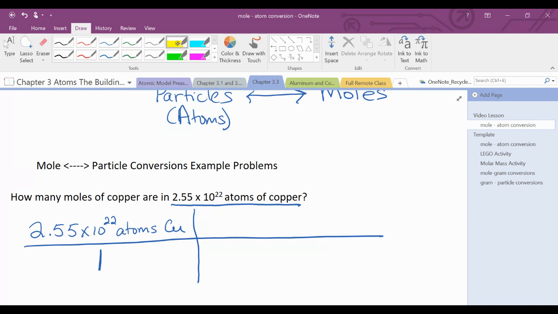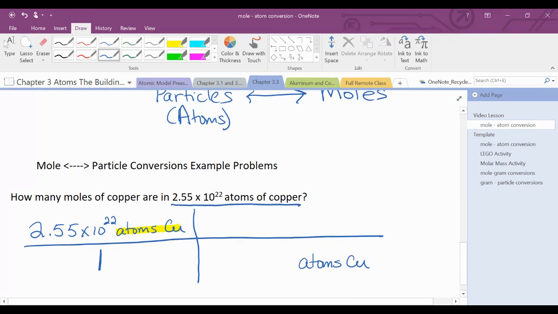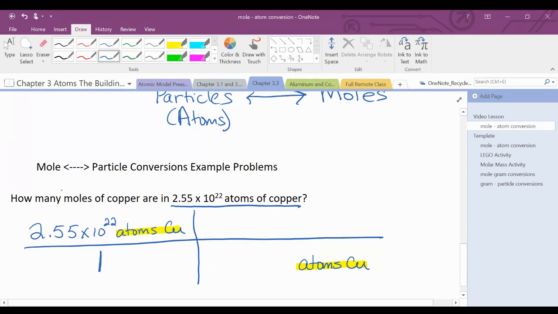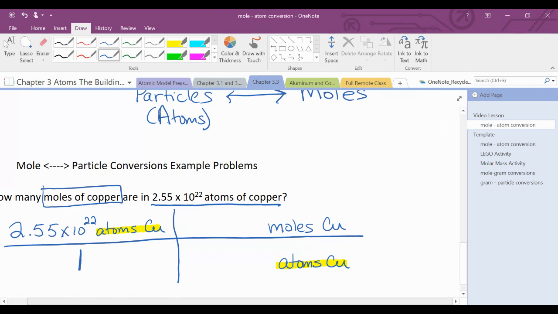The units here, atoms of copper, I'm going to write at the bottom of my first conversion factor. So these match. I'm asked for moles of copper. So those units there go on the top. If you notice, I did not put any numbers in.